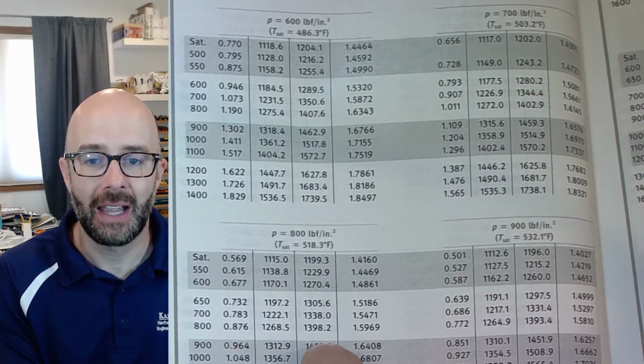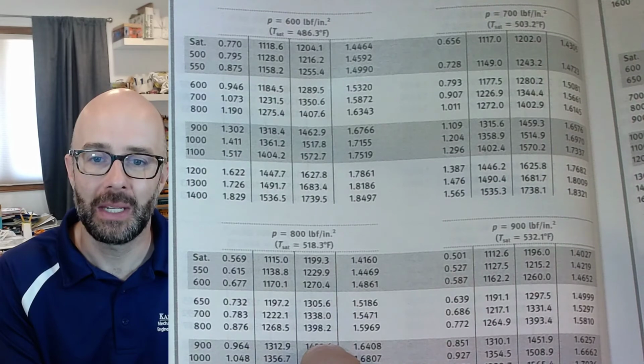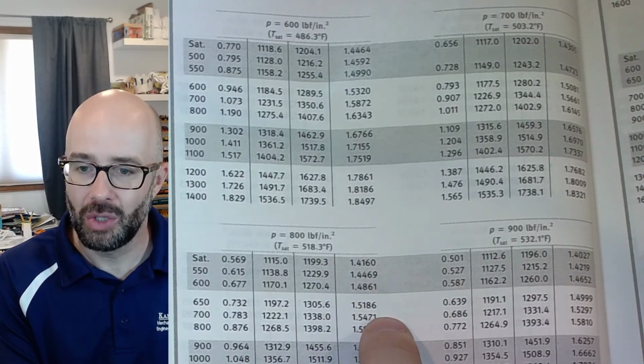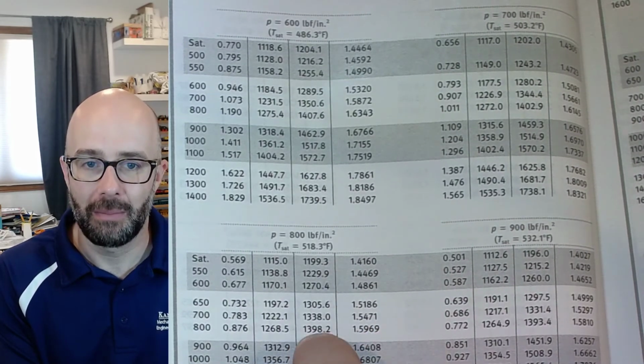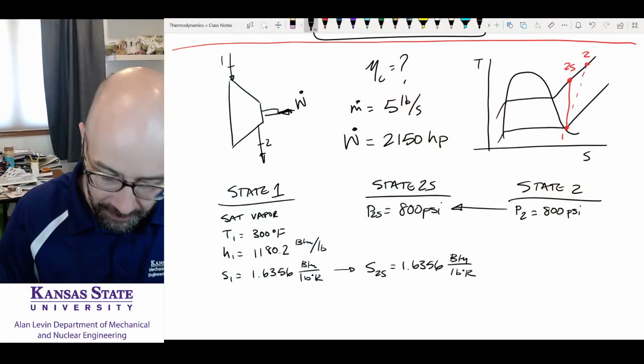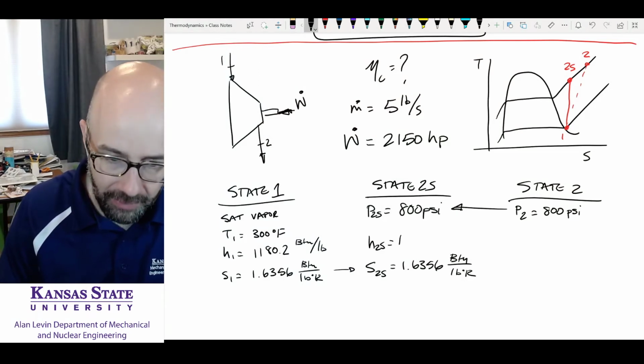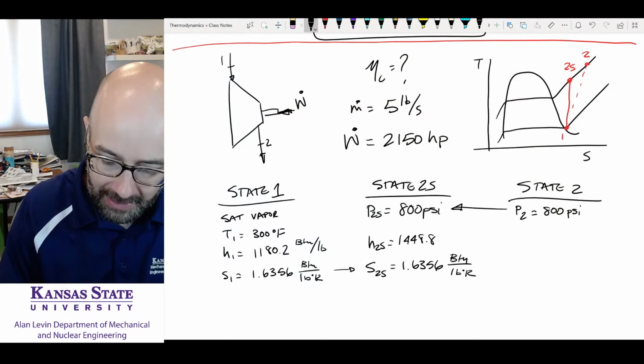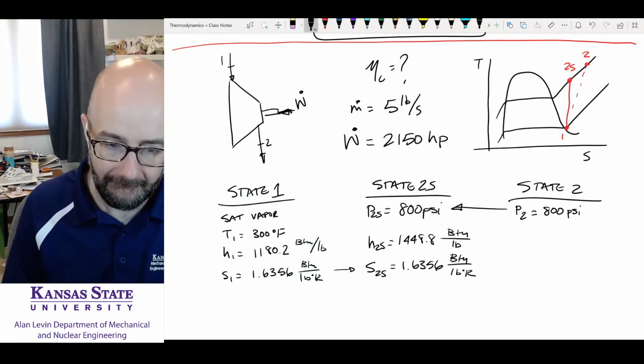Now I could find out what my T2S is and then use that to find H2S, but that's an extra step I don't need. Interpolate between these two numbers and these two numbers. I'm not going to do that here. I'm just going to give you the value of H2S, and maybe it's good practice to find it: 1448.8 BTU per pound. Okay.